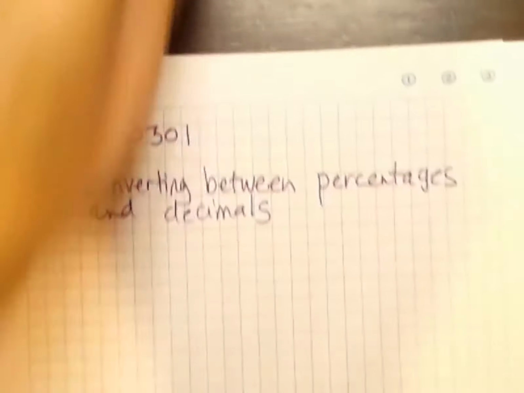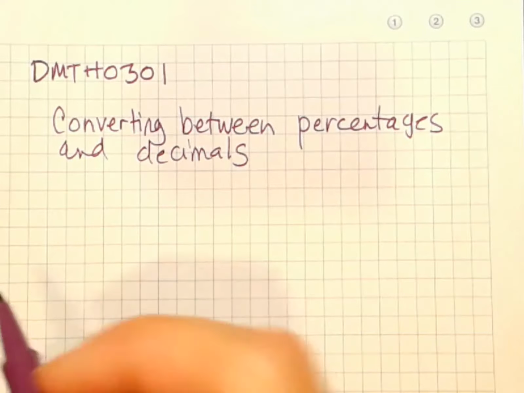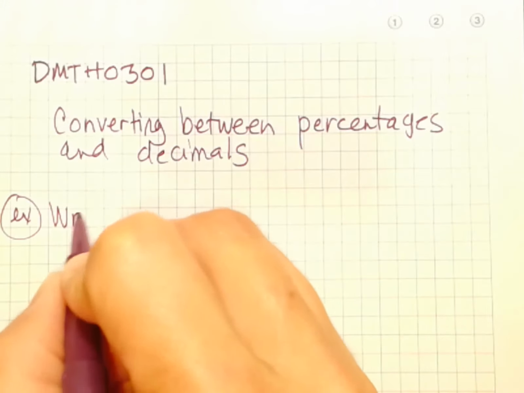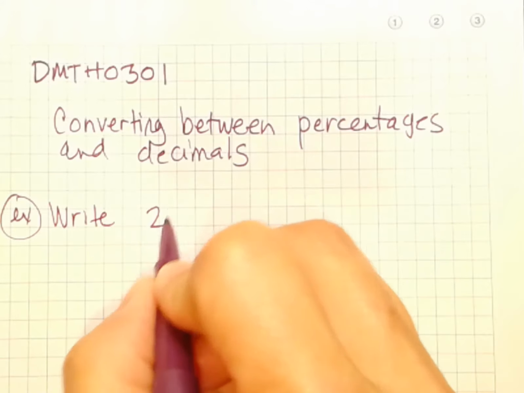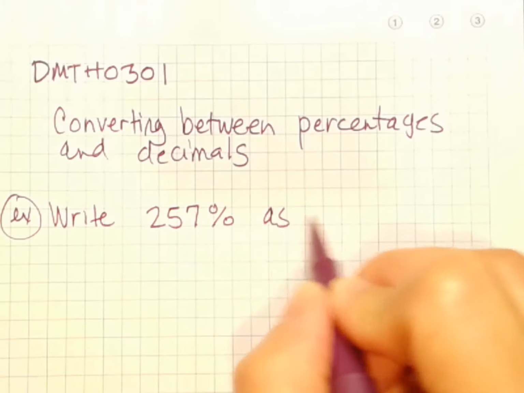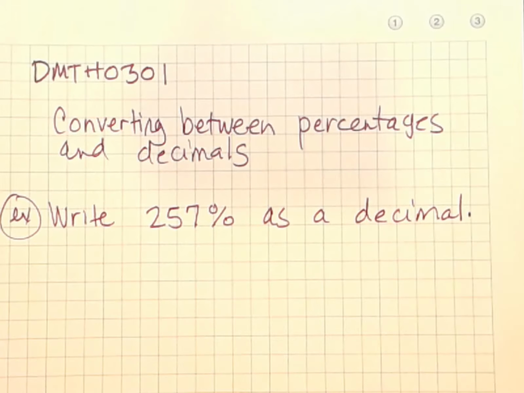Okay, so the first problem that I want to work on says, write 257% as a decimal. Okay, so we've got to have some kind of way to convert things between percentages and decimals.